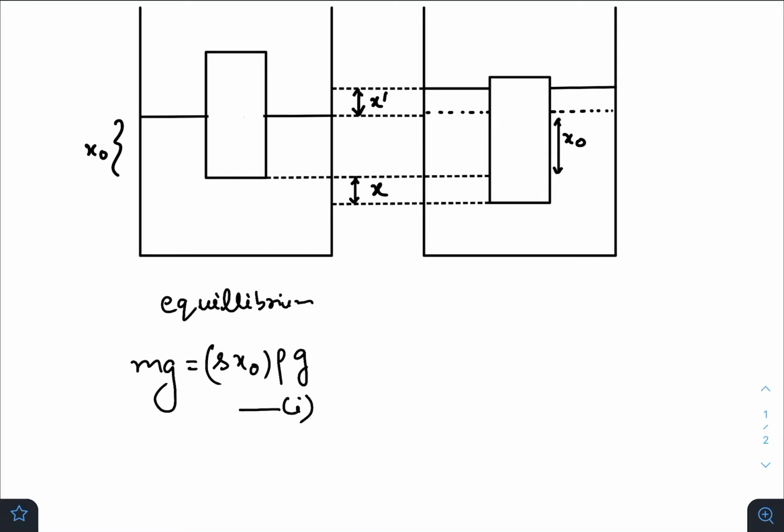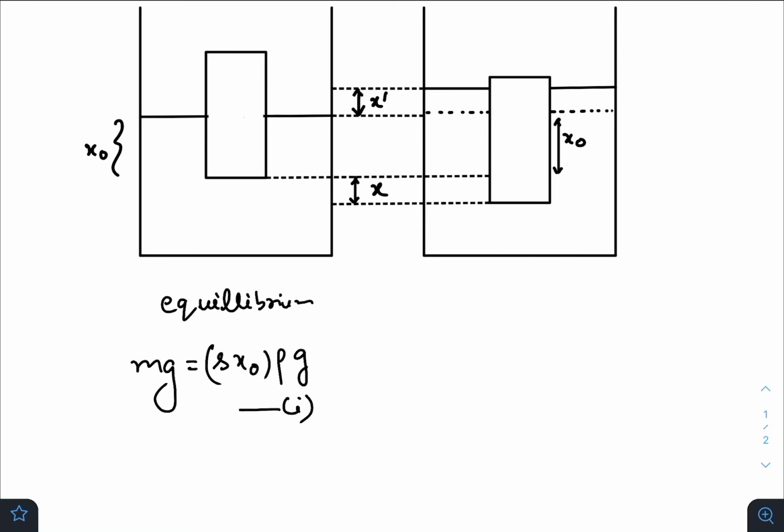Now if this cylinder is slightly displaced by some amount and released, we see that it will oscillate, and while this cylinder oscillates, the height of the liquid also changes. Okay, so at some point of time when it is brought down by an amount x from its initial position, the level of water increases by an amount x prime.